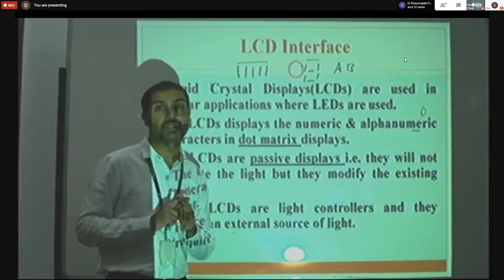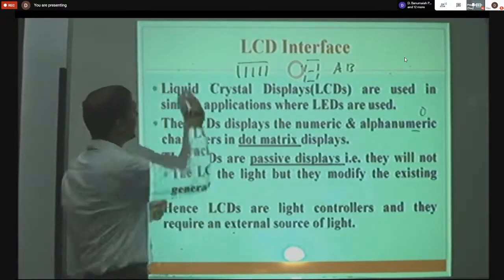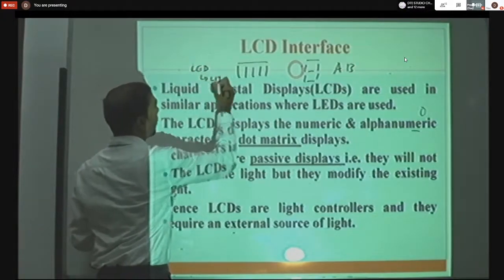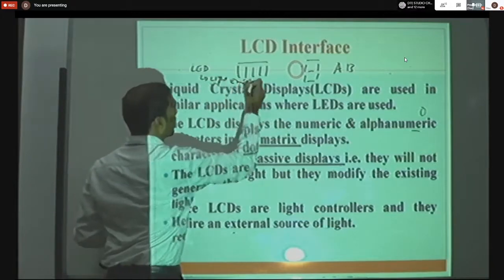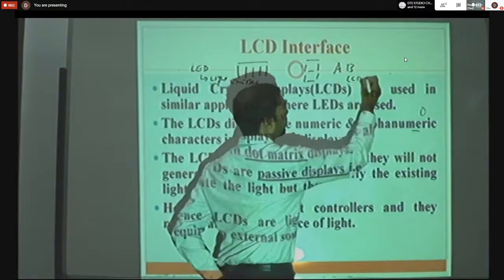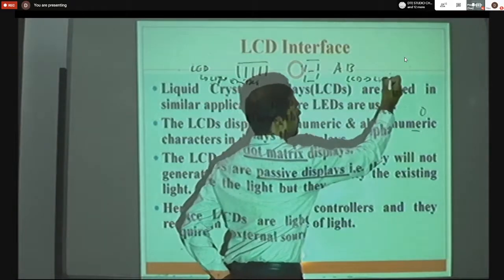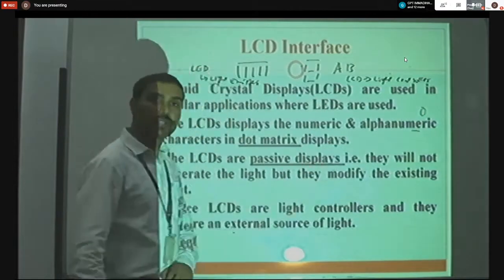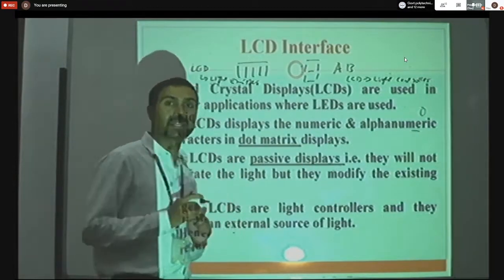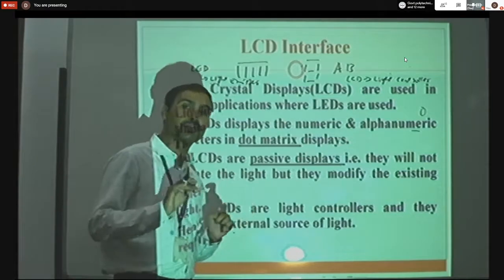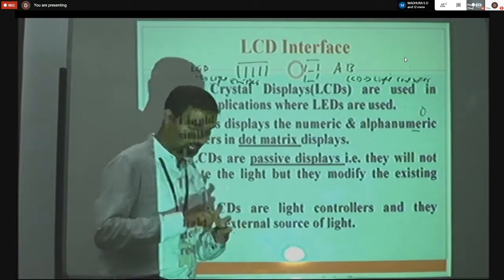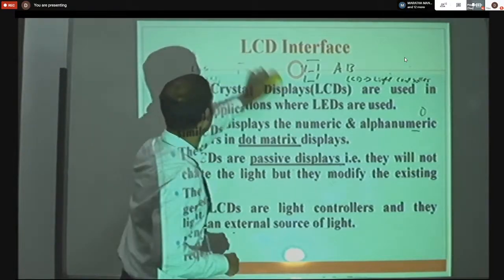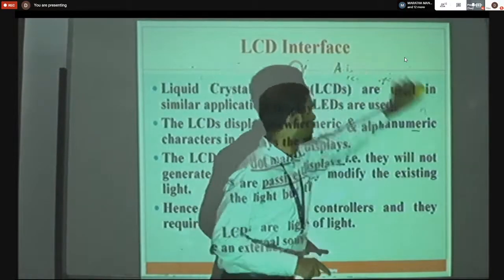That is one disadvantage. And finally, the LED is called the light emitter, but the LCD is called the light controller. There are advantages and disadvantages. Totally, when you consider the cost, the LCD cost is very low because it consumes low power. Then we are moving on to how to interface the LCD with the 8051 microcontroller.